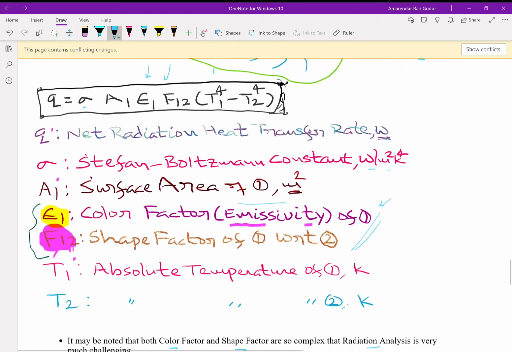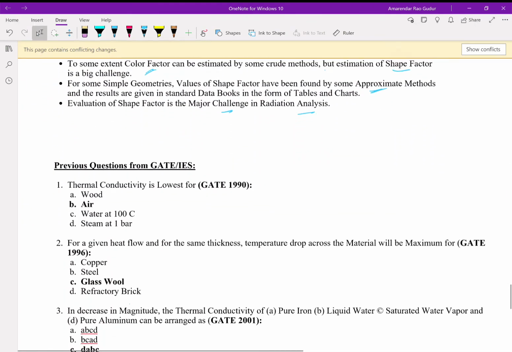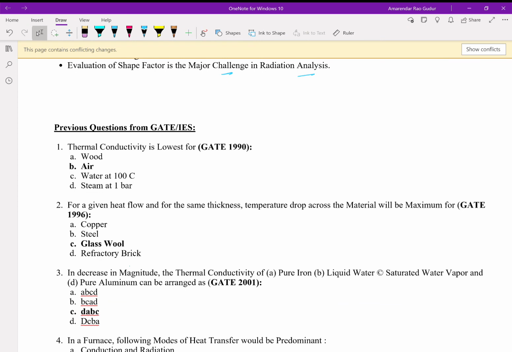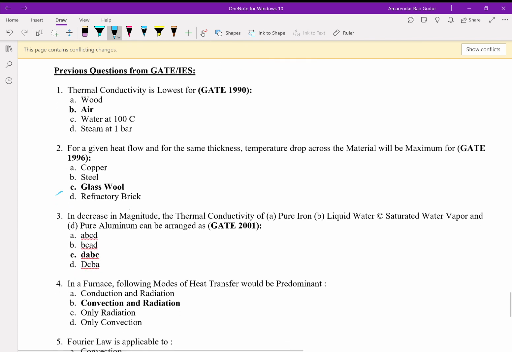And let us see some of the simple bits which have appeared in previous papers, and also some general questions. In GATE 1990, about 30 years back, there was a question like, thermal conductivity is lowest for definitely air. For a given heat flow and for the same thickness, temperature drop across the material will be maximum for. So temperature drop is going to be maximum for the material having minimum thermal conductivity. Therefore, glass wool is the material having minimum thermal conductivity. It requires maximum temperature drop for the same heat transfer rate.